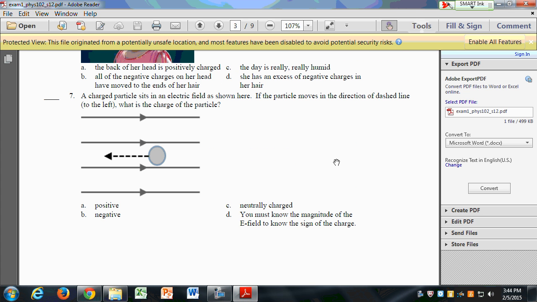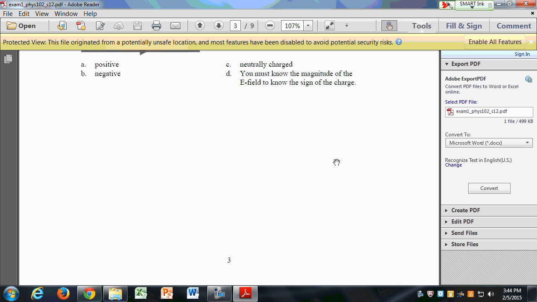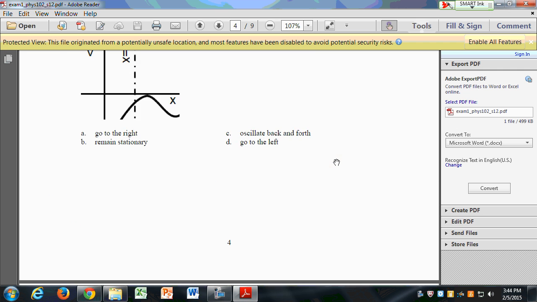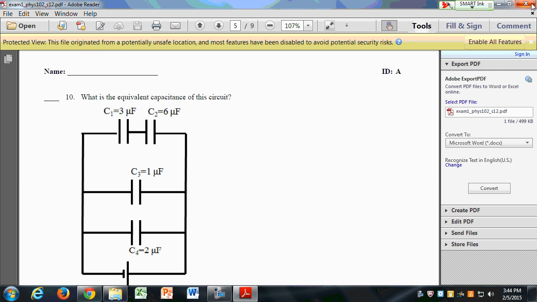Oh, okay, here's a good one. So this charge is sitting in an electric field and it moves in that direction to the left. What is the sign? Remember, positive charges feel a force in the same direction as the electric field. So negative charges feel a force that's in the opposite direction of the field. So what is the sign of this charge? It's negative, right? Because it's feeling a force opposite the electric field. Fields and forces are closely related. And that's it for that one.